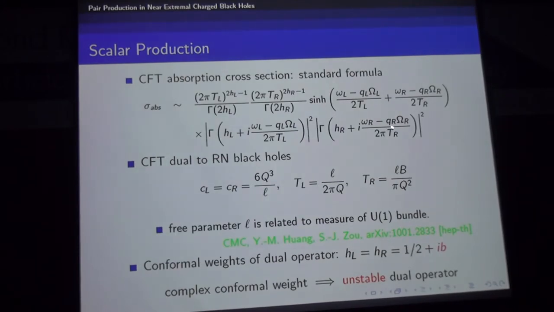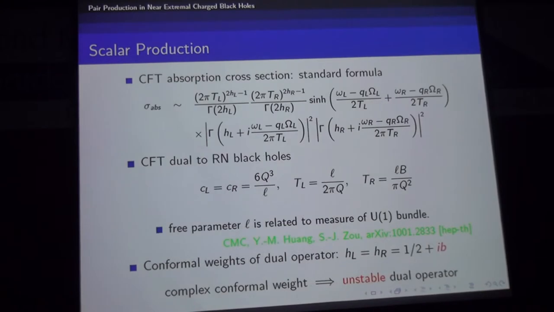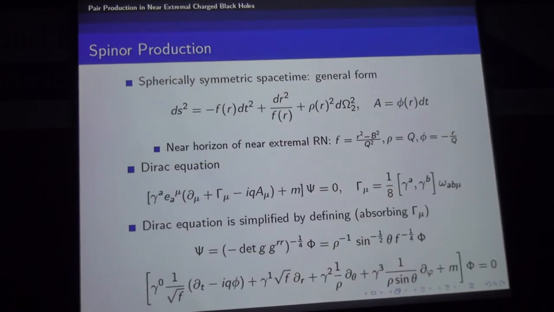corresponding energy and chemical potential. Then we can compare this equation with what we compute from the gravity side, and these two expressions match very well, just up to some numerical factor. Okay. So this is the confirmation or support for the holographic dual description of the spinor production process, and we can generalize this scalar analysis to the spinor field.